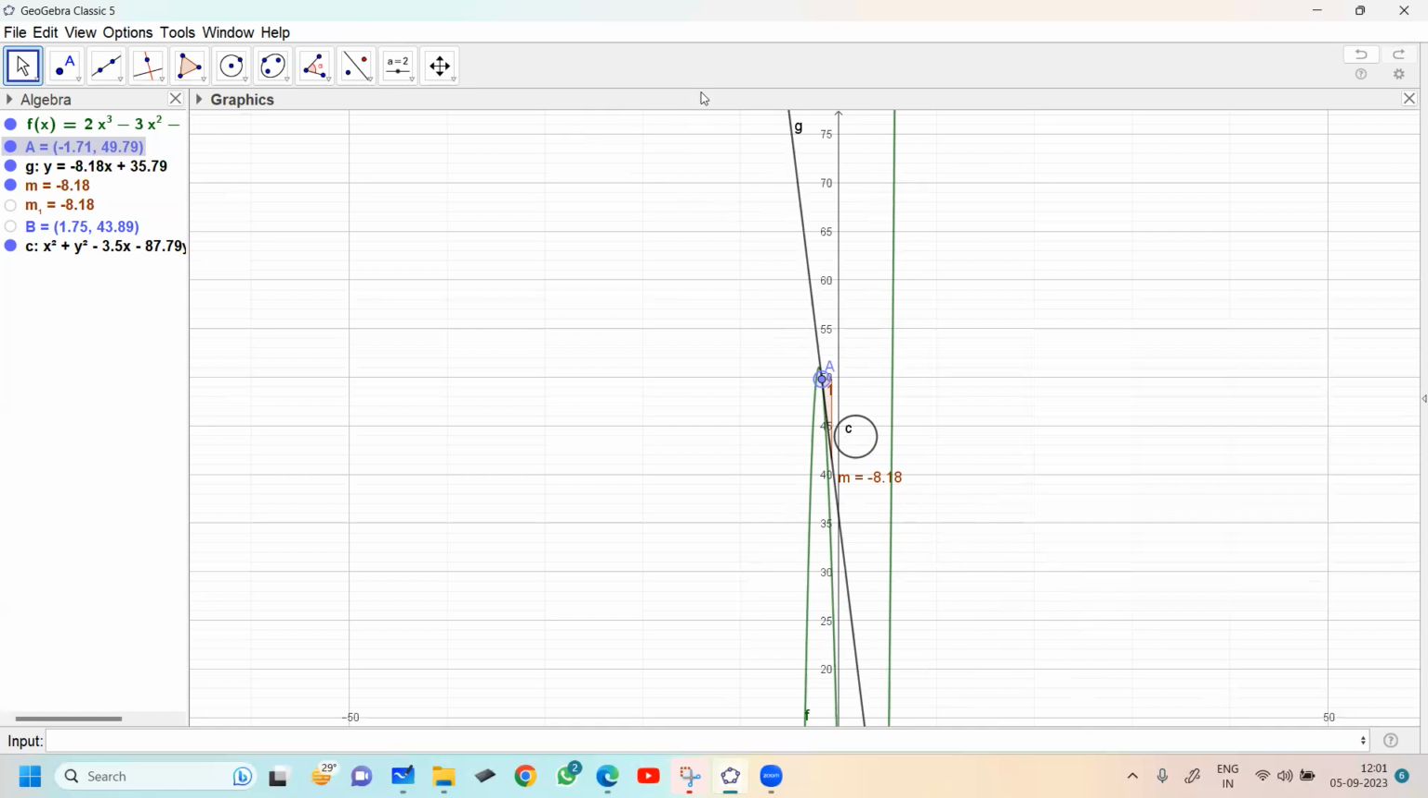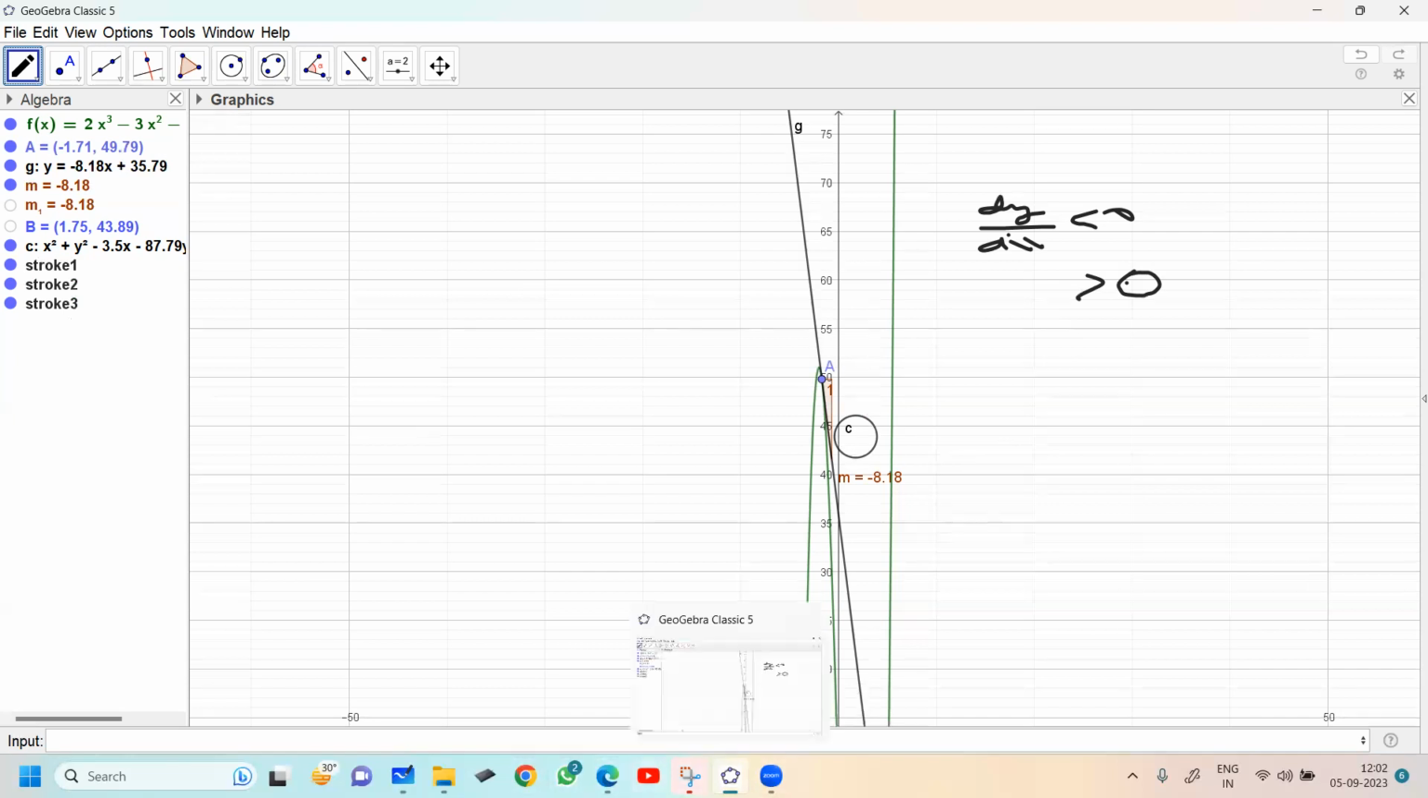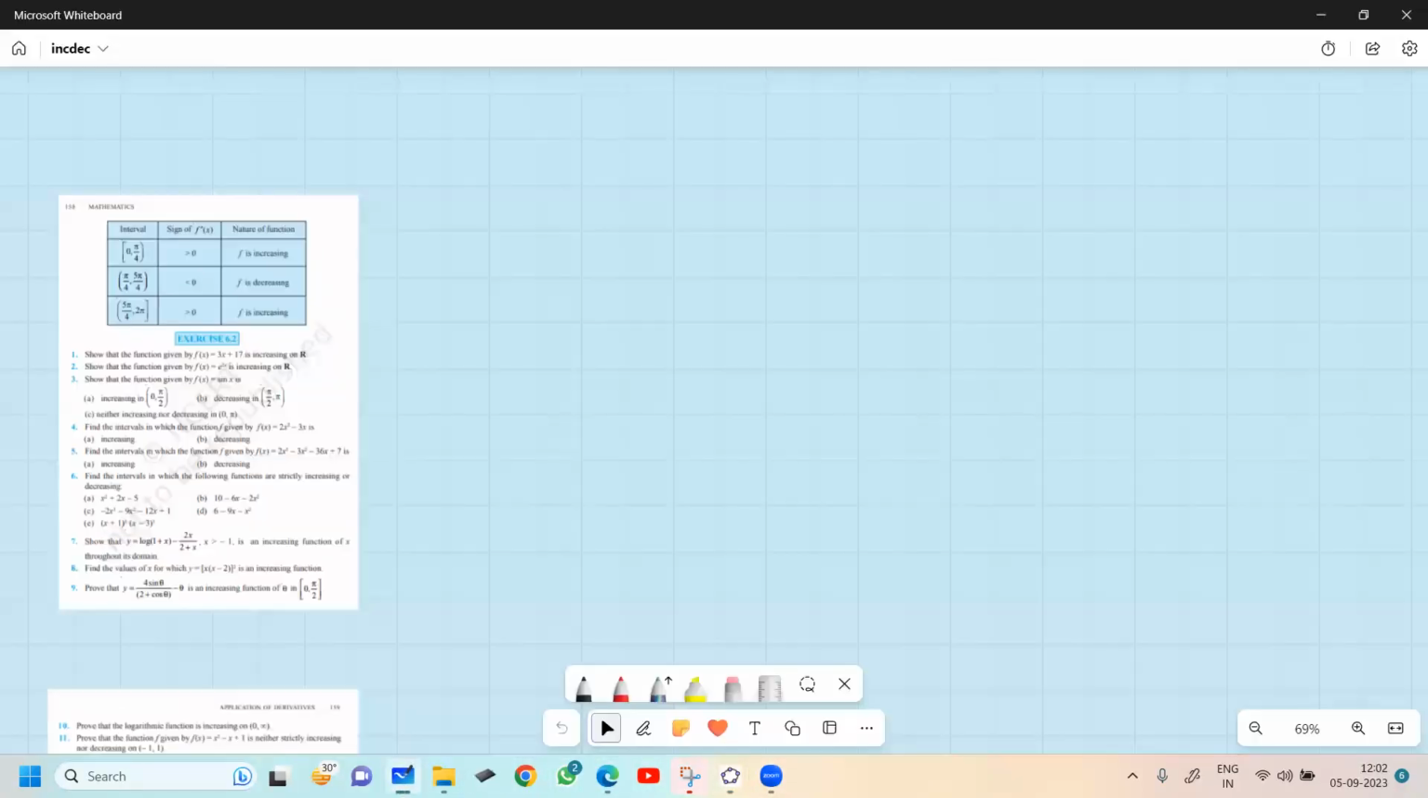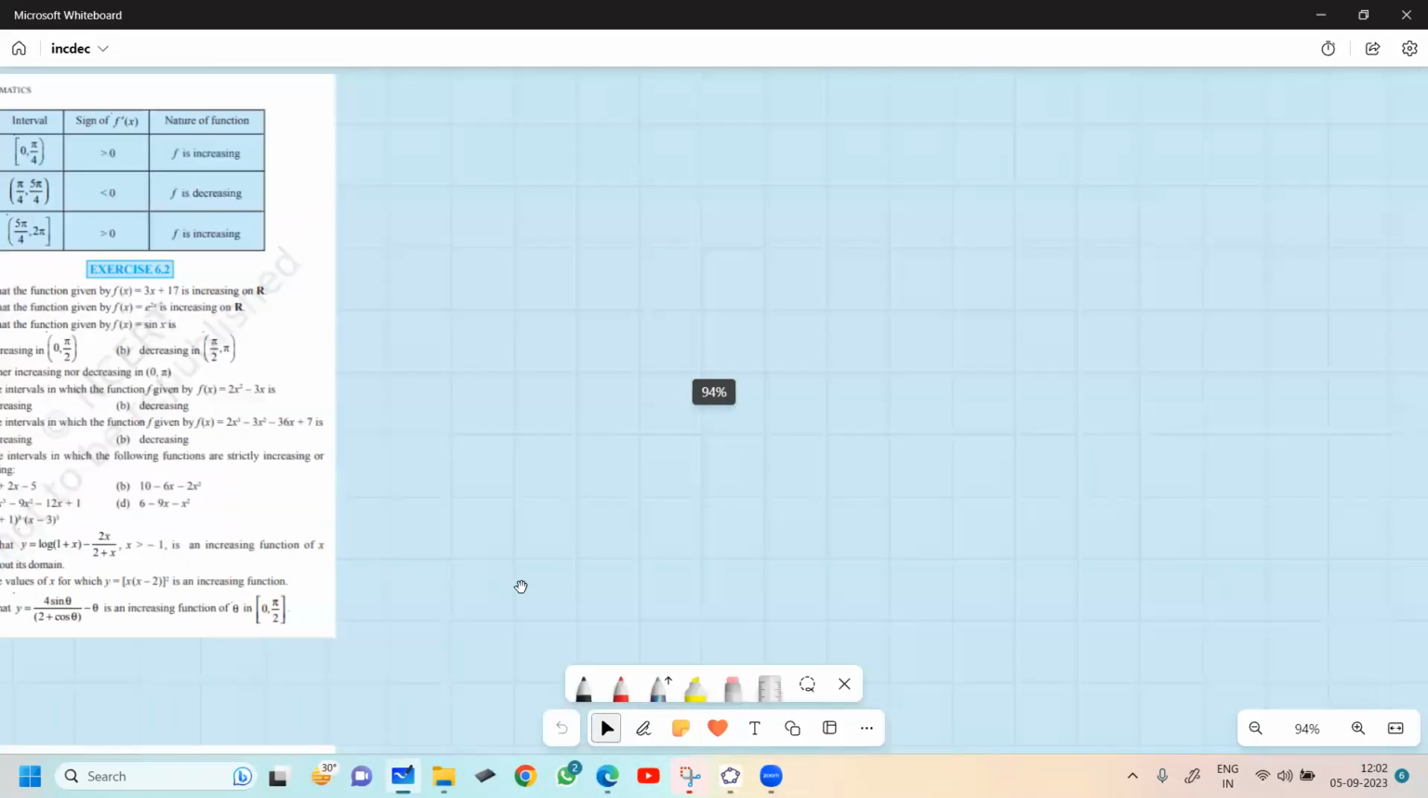Means when dy by dx sign is negative, then it is decreasing, and when it is positive, the function is increasing. Based on this, we are going to attempt the questions of the exercise. So let us come to the exercise 6.2.